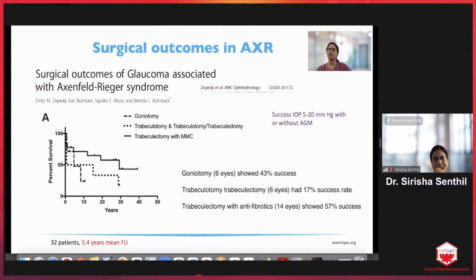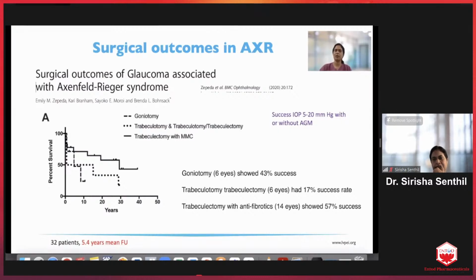There was a recent publication from Zepeda et al. who looked at the surgical outcomes of various glaucoma procedures used in the management of Axenfeld-Rieger syndrome. Although the sample size was not large, they had a mean follow-up of 5.4 years. In their study, they found that trabeculectomy with antifibrotic agents had a better success rate compared to combined trabeculotomy with trabeculectomy. And goniotomy was performed in a lesser number of eyes, but they had a significant success.